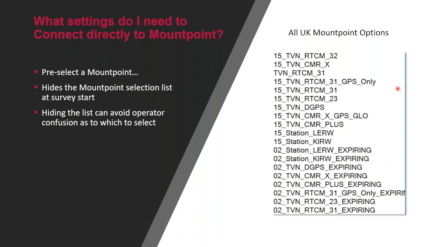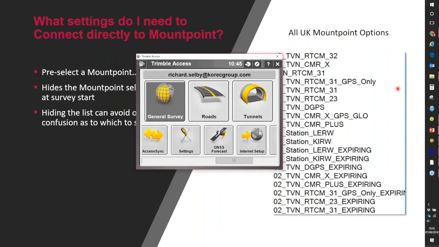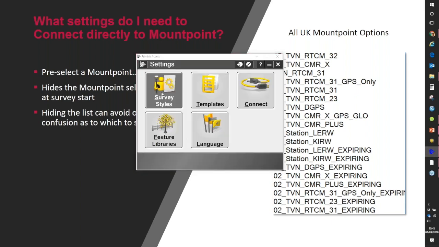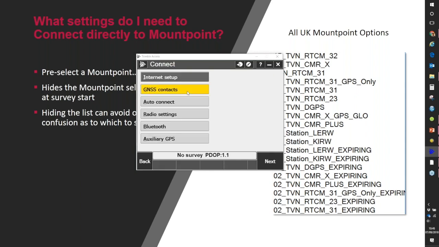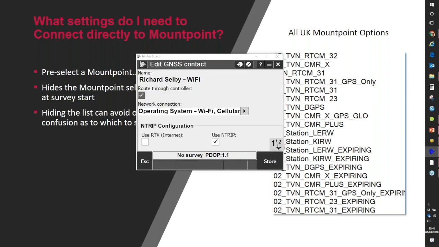So let's see how we can configure this so we do connect directly to a MountPoint when we start a survey. Well, to do that, I'm going to go back into the settings and to the survey style. Sorry, to my GNSS contacts. So connect GNSS contacts, and I'm going to edit my contact, my Wi-Fi contact.